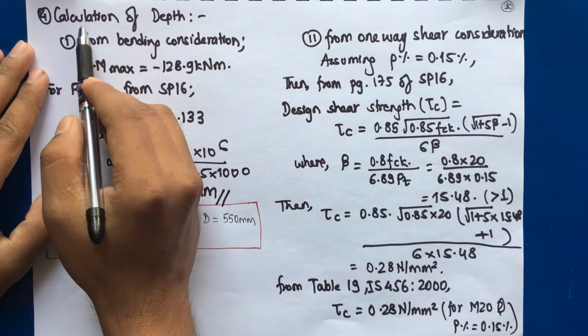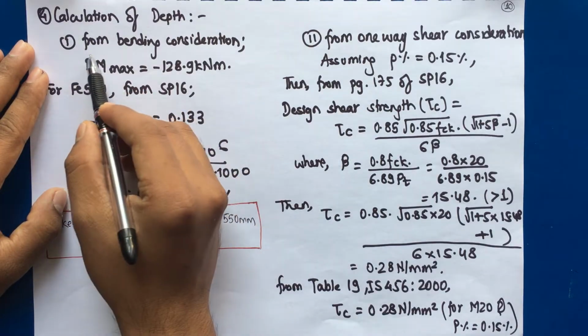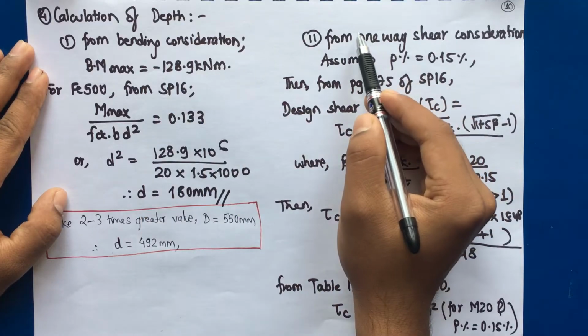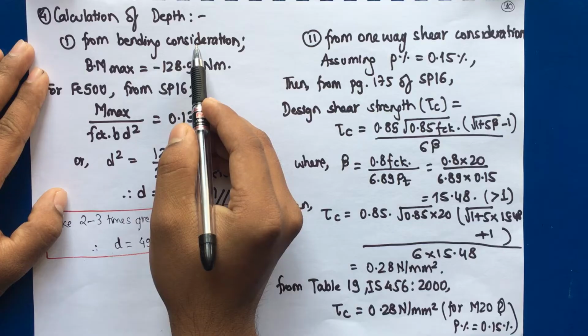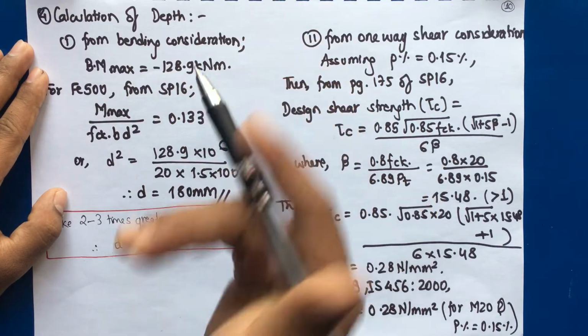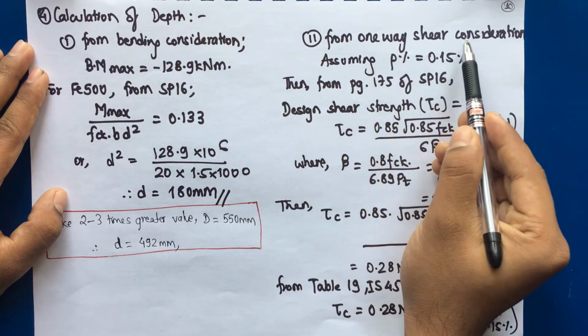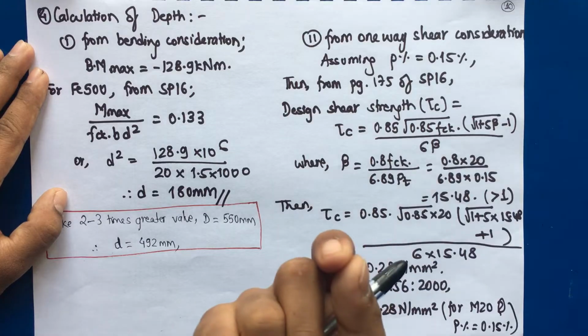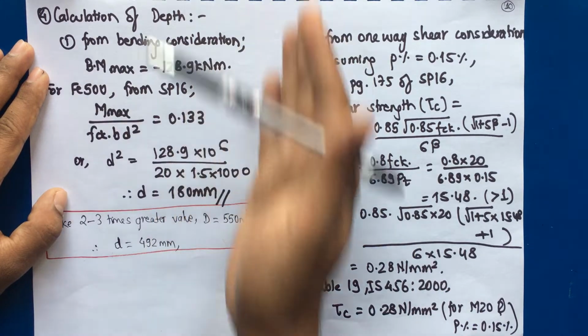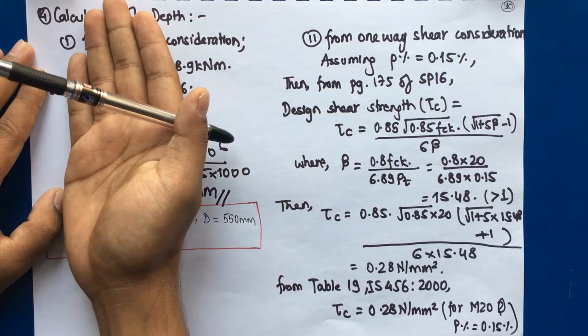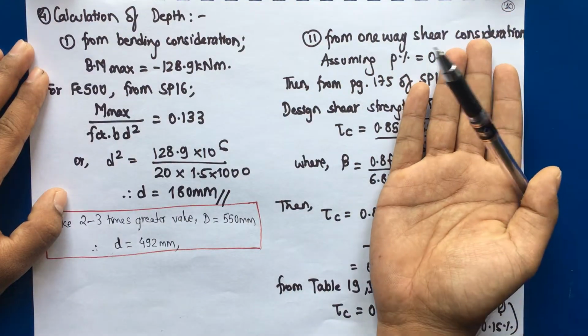Next step is to calculate the depth of the footing. Either you can go from the bending consideration or you can use one-way shear consideration. The basic difference is that from bending consideration you will get a higher percentage of steel and smaller depth, and from one-way shear consideration you will get less steel but higher depth. I'll show you both, because some of you may follow bending consideration and some one-way shear consideration.